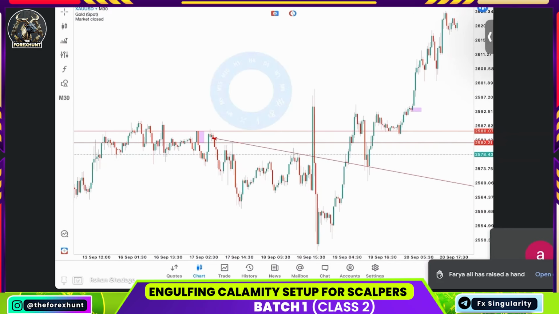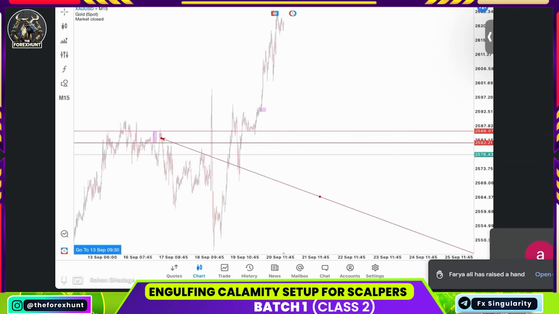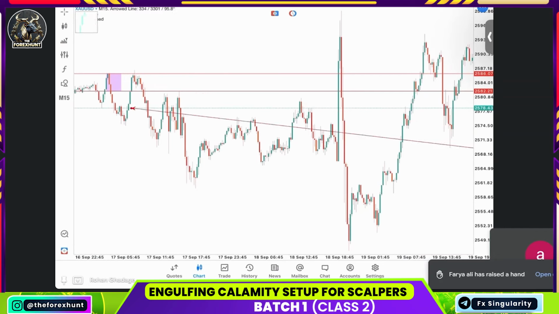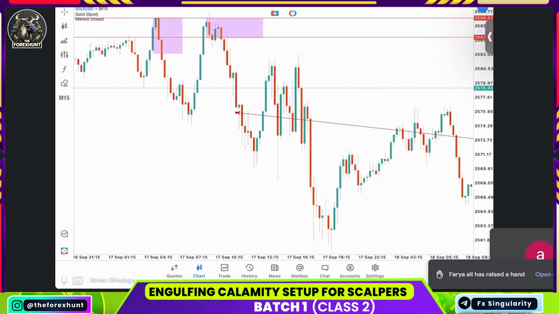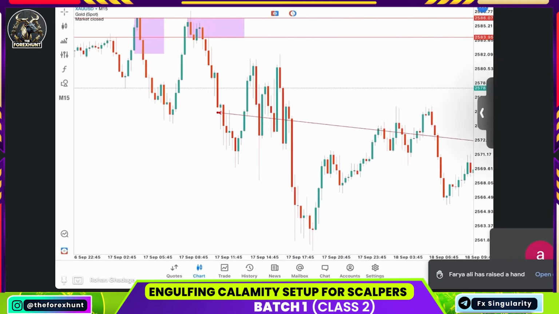Let market come to your zone. You have to find your M15 first. So we have one M15 confirmation here. Can you see we have an engulfing sell? Okay. Shifting my lines. Now let's see. We have an area of 20 pips from 84 to 86. Can you see? From 84 to 86, this is a 20 pip area.